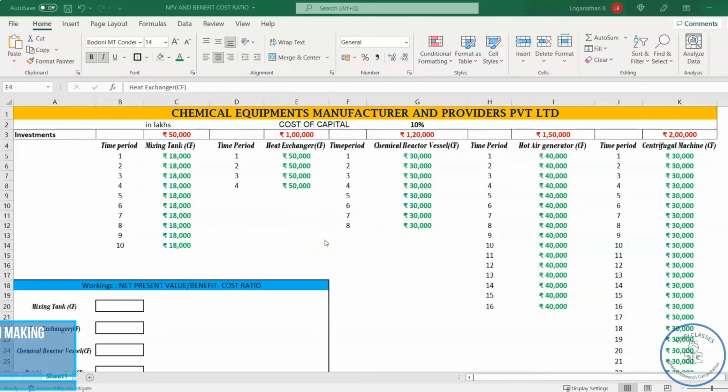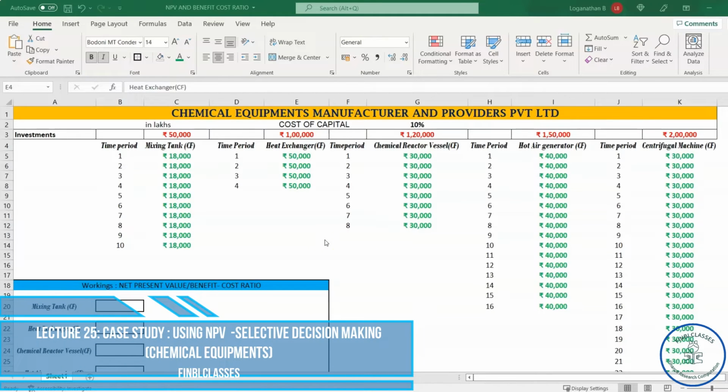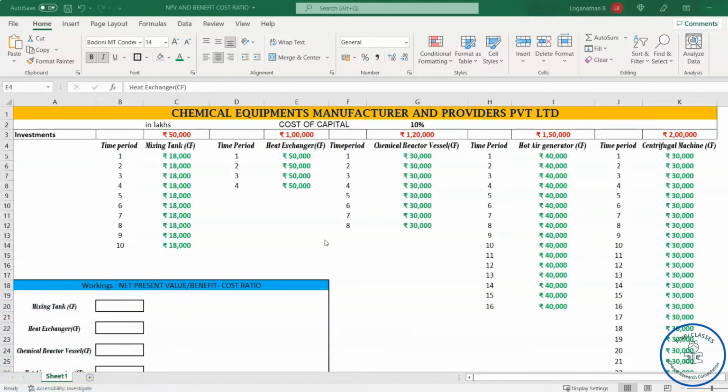In this session, we'll be working with the application of the NPV function, which is used in Excel, with the help of a case-based situation. So we have taken the chemical industry part. Mostly, they also invest in manufacturing a particular chemical equipment. So we have a company, the assumed company is Chemical Equipments Manufacturer and Providers Private Limited. And you have the chemical component that they have to manufacture.